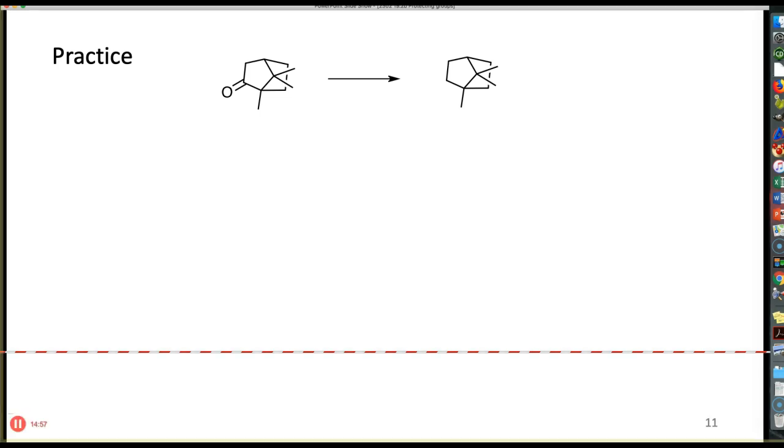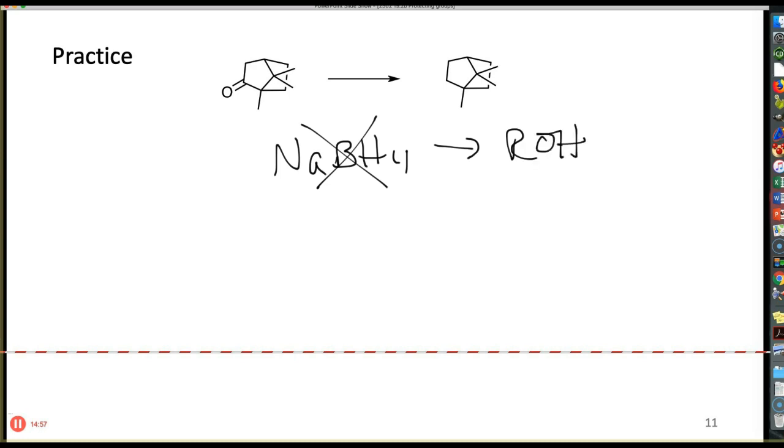How would I go from here to the alkane. I can't use NaBH4 because that will only take me to the alcohol. I must use one of the reagents we learned in the previous mini lecture.